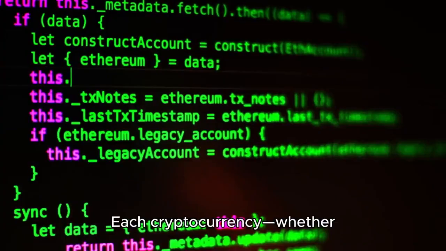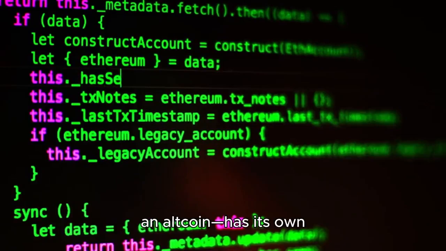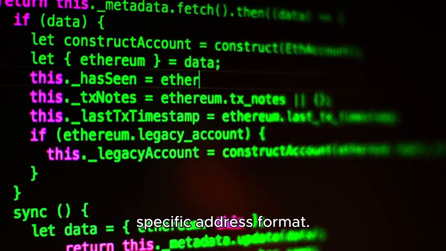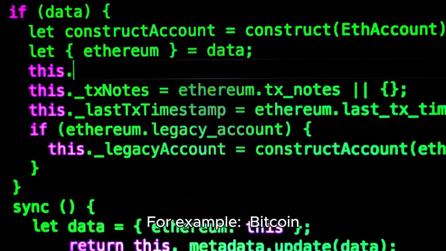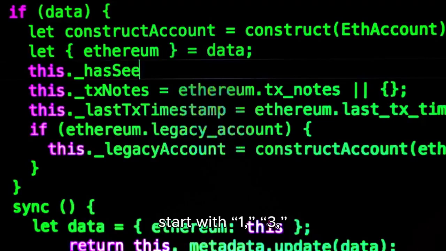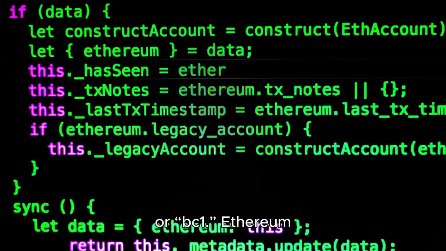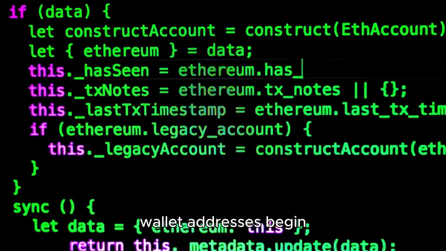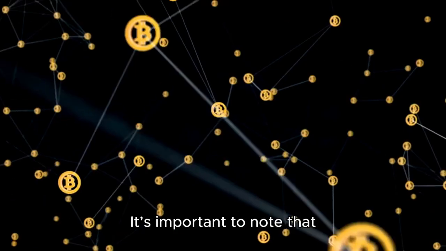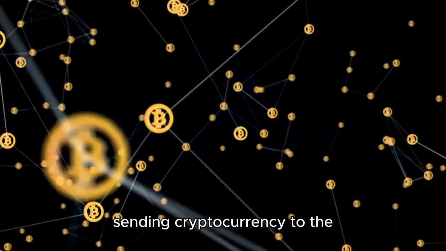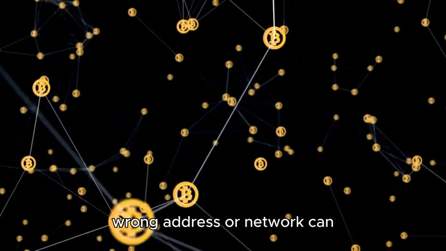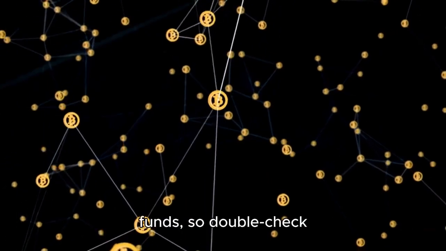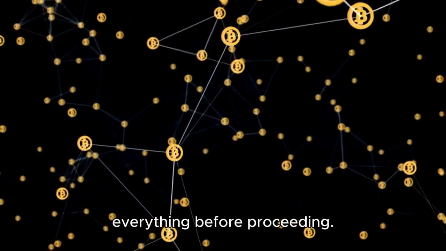Each cryptocurrency, whether it's Bitcoin, Ethereum, or an altcoin, has its own specific address format. For example, Bitcoin wallet addresses often start with 1, 3, or BC1. Ethereum wallet addresses begin with 0x. It's important to note that sending cryptocurrency to the wrong address or network can result in permanent loss of funds, so double-check everything before proceeding.